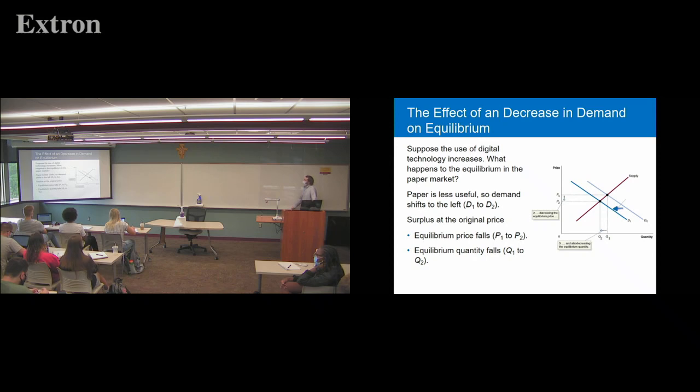All right, and finally, the effect of a decrease in demand. So we're looking at the paper market. Let's say the use of digital technology increases. People aren't writing out memos on paper to each other anymore or mailing letters. This is basically everything going through the office, so no one wants to buy paper anymore. What's going to happen is the demand curve is going to shift to the left. The equilibrium price is going to fall. The equilibrium quantity is going to fall as we move from this equilibrium point down to this equilibrium point.